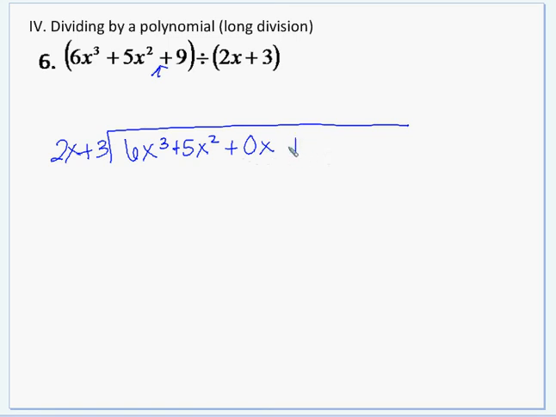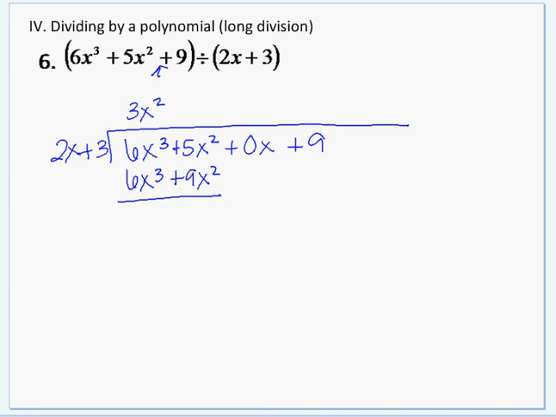And the reason you want to do that is because it's going to fill in that spot and everything will line up. So now what we're going to do, we take this first term here and divide it by the first term here. So you're going to say 6x cubed divided by 2x. That gives me a 3x squared. Once you divide first term with first term, you're going to go ahead and take this and multiply it through your binomial right here. So 3x squared times 2x gives you a 6x cubed. 3x squared times 3 gives you a positive 9x squared.